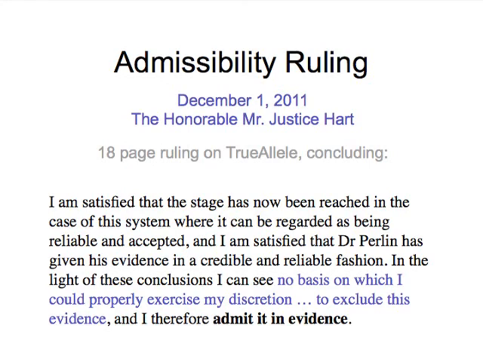So he sums up, addressing the first paragraph. In the light of these conclusions, I can see no basis on which I could properly exercise my discretion to exclude this evidence, and I therefore admit it in evidence. So that was a nice outcome for science. Some of us had the view, here's science on trial. Are we going to go back to the era of Galileo? Or have we advanced maybe to the era of Newton? Where are we in history? And it seems we didn't rewind quite back that far.